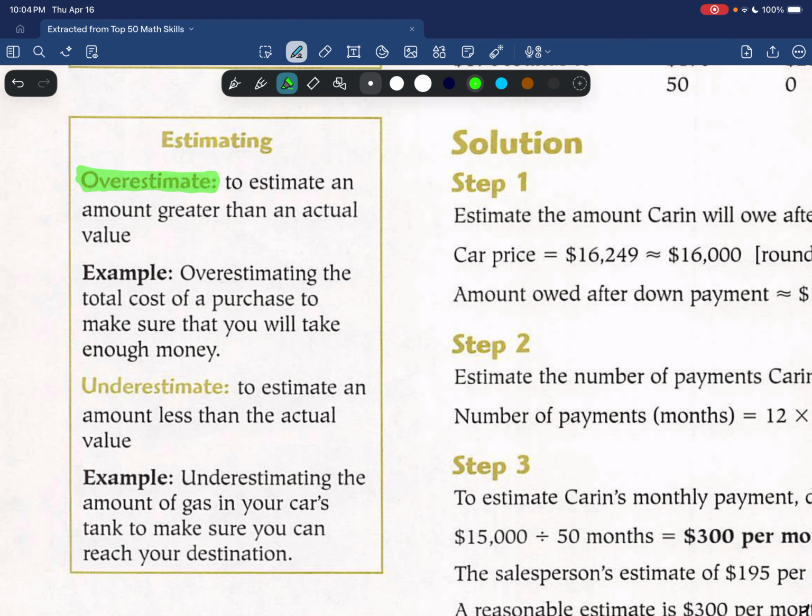An underestimate is to estimate an amount less than the actual value. For example, underestimating the amount of gas in your car's tank to make sure you can reach your destination. I would never ever want to overestimate how much gas is in my tank because that means I'm likely to run out. In this case, I would much rather underestimate to know that I have enough gas to get where I'm going. So these two concepts are going to be part of our lesson. They're important, so we needed to take note of those.